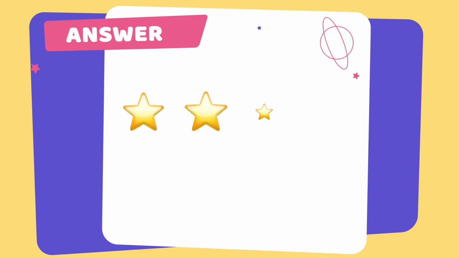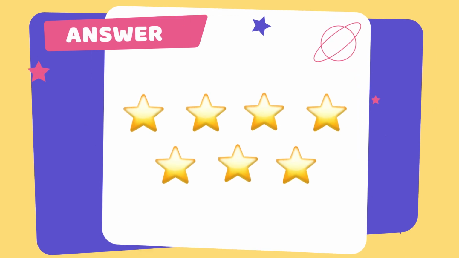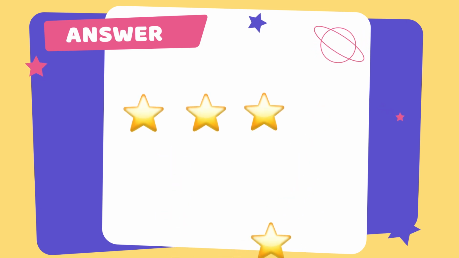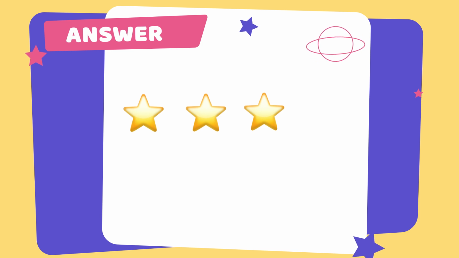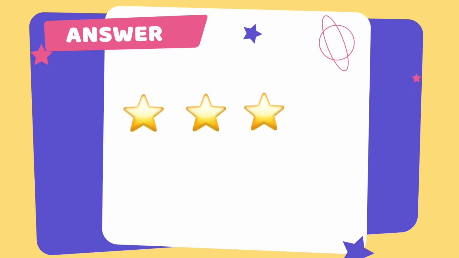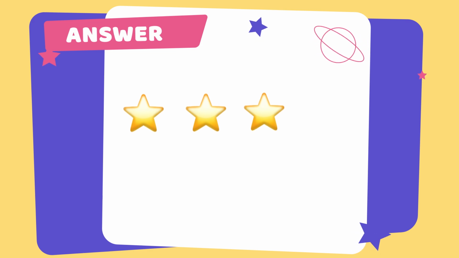Sarah has 7 stars. She gives 4 stars to her brother. How many stars does Sarah have left? Let's count together. 1, 2, 3. Great! Sarah has 3 stars left.